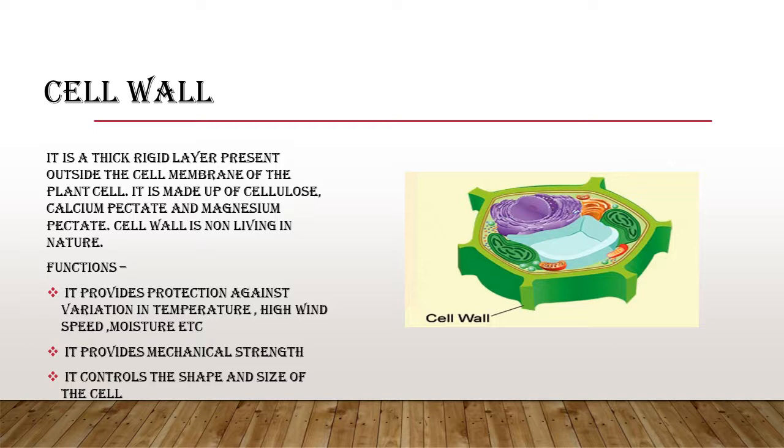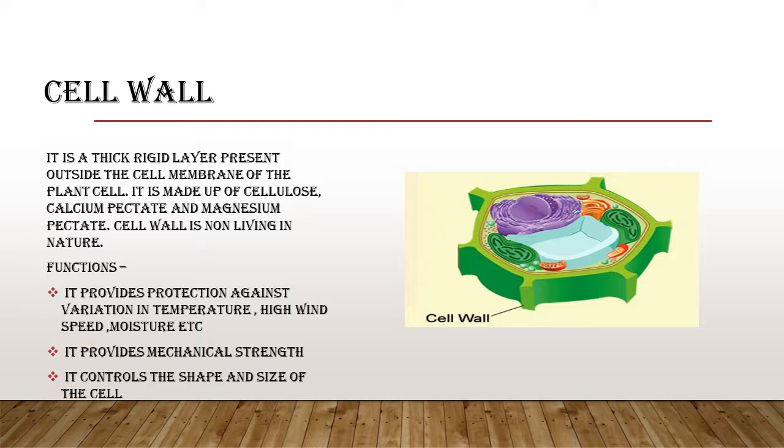So cell wall is the extra protective layer present after the cell membrane, and it is present only in the plant cell. It is made up of cellulose, calcium pectate and magnesium pectate. Cell wall is non-living in nature. Cell membrane is living in nature. Cell wall is simply a non-living thing, just there for protection of the cell.